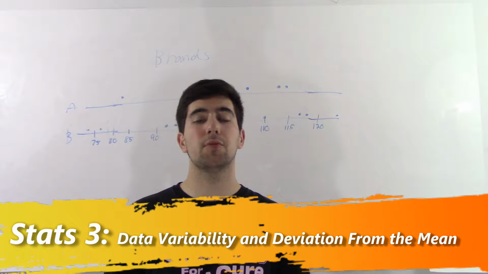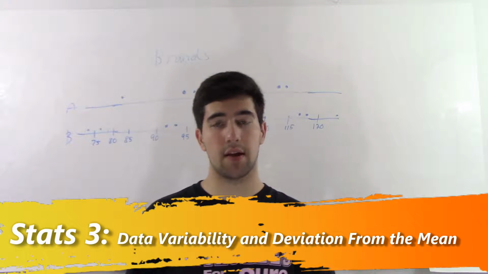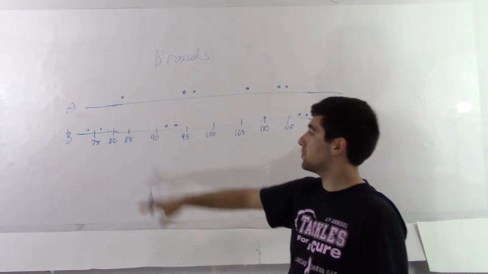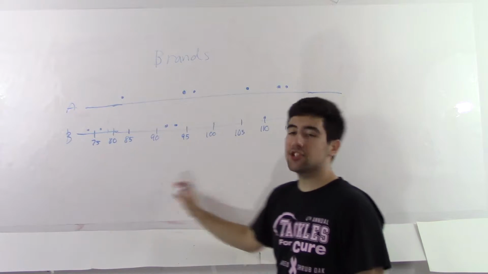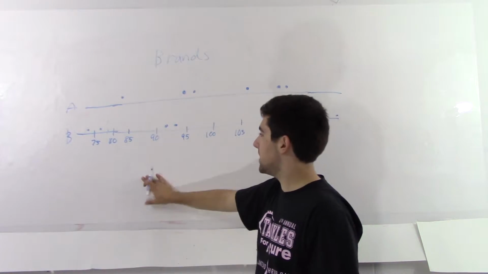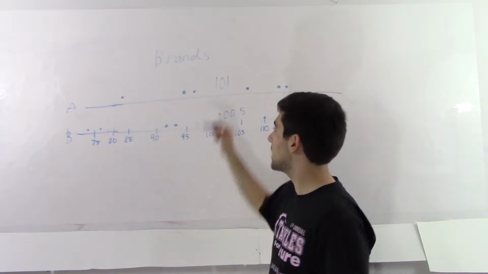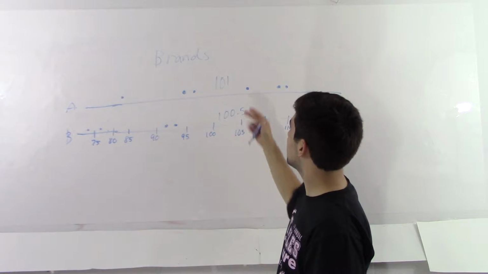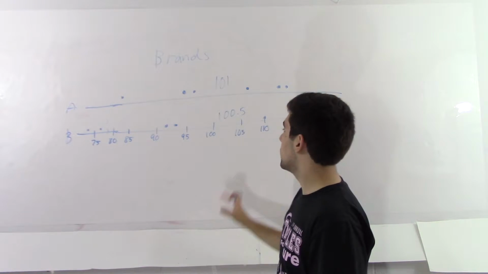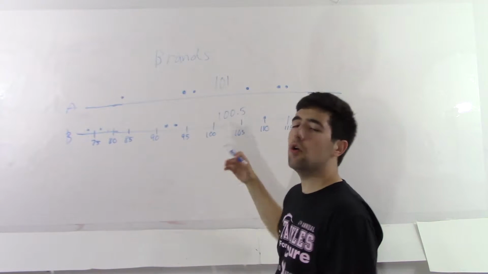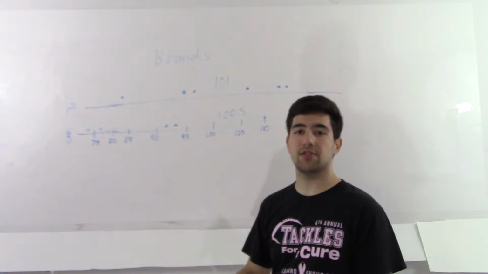Now we're ready to go a little more in depth into the properties of the mean. Here we have two brands of batteries, brand A and brand B. Each dot represents the battery life in minutes. Now if we find the means for these two types of batteries, what we find is that they're pretty much the same. And what the means would tell us is that they're getting about 101 minutes of battery life.